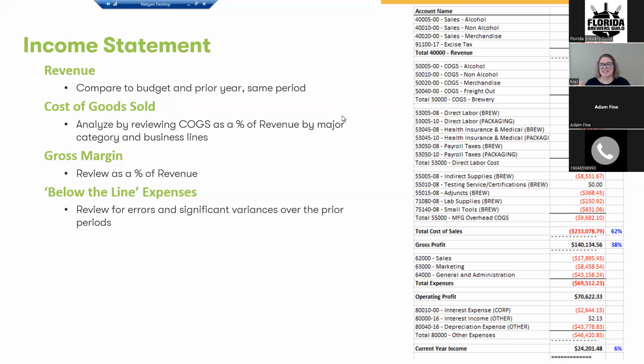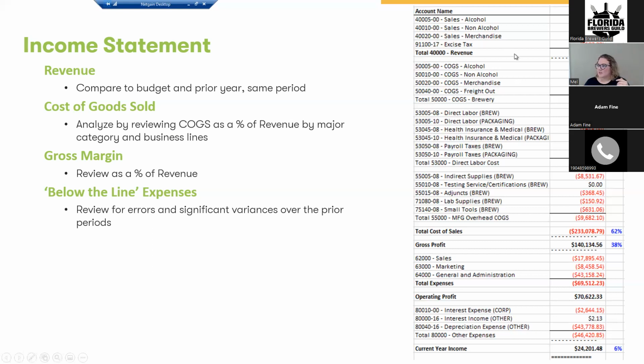Okay, COGS: analyzing and reviewing your cost of goods sold as a percentage of revenue by major category and business line. You typically should have your business lines broken out. So you want a section for your wholesale or your production, and a section for your tap room. You'll have revenue like packaged and kegged for production, and then revenue for draft and off-premise sales for your tap room, and then food and merch and stuff like that. And then you'll want to replicate that essentially for your cost of goods sold. So you want to make sure you're analyzing your cost by the percentage of revenue.